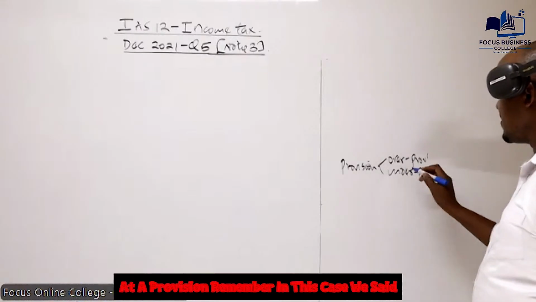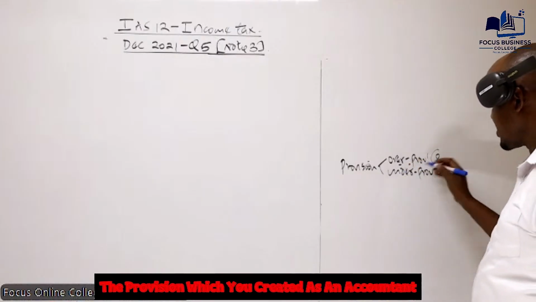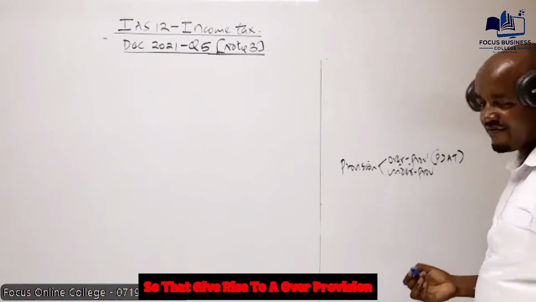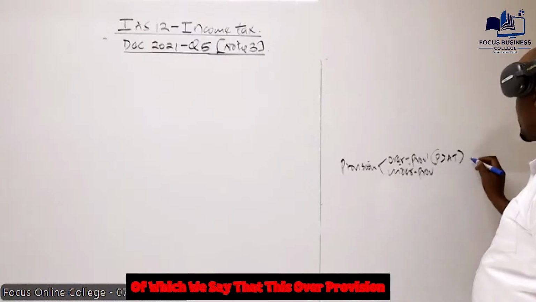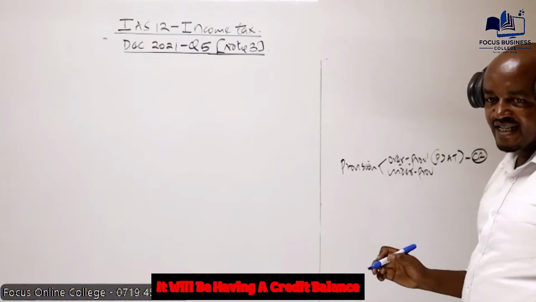Remember, in this case, we said over provision arises whereby the provision which you created as an accountant is basically more than the actual tax. So that gives rise to over provision, of which we say that this over provision in the trial balance will be having a credit balance.